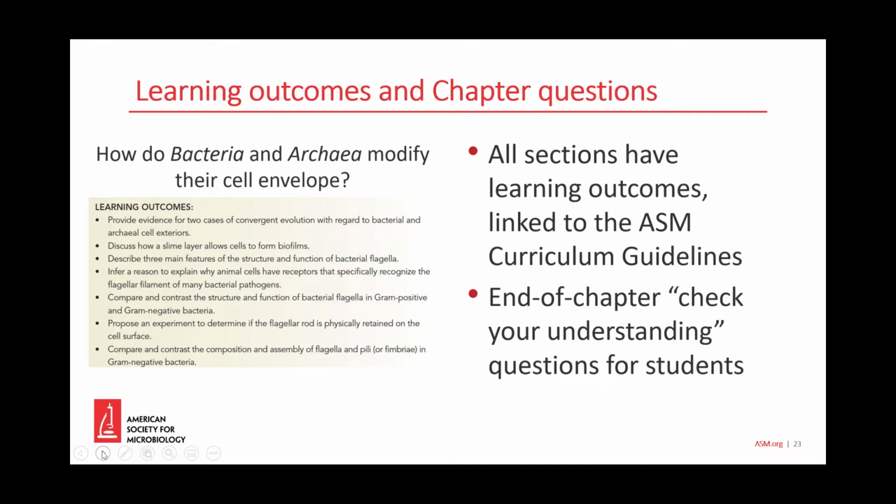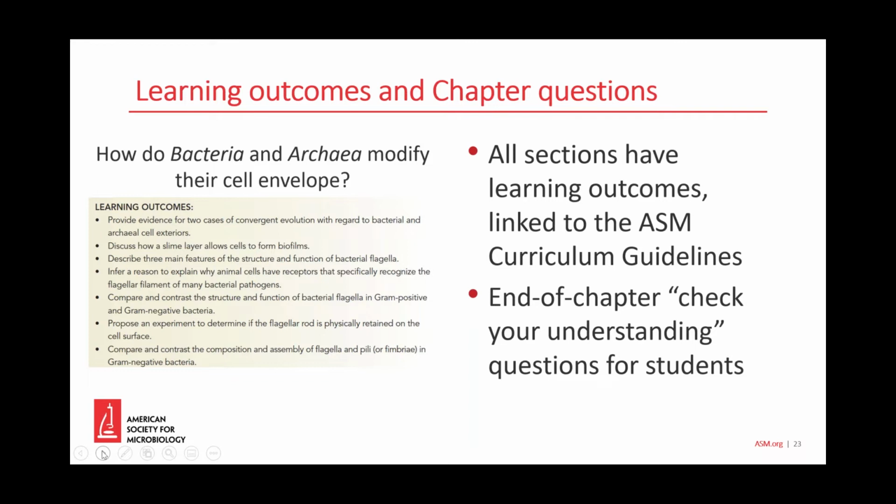Or you could have low order thinking skills, such as discuss how a slime layer allows cells to form biofilms. These learning outcomes spanned all the content presented in Microbe 3E. As a bonus, you could use these learning outcomes to design your own quiz questions, therefore saving you time. In the instructor's manual, all of these learning outcomes are aligned to the ASM curriculum guidelines so that you can categorize them and help the students better understand the concepts instead of just memorizing.